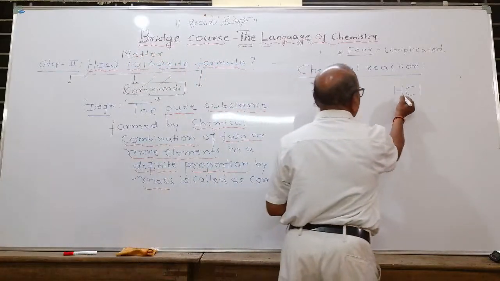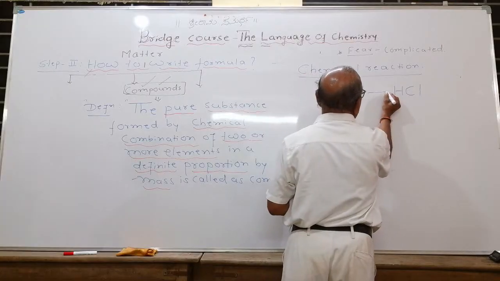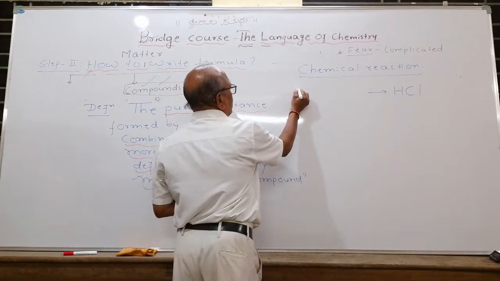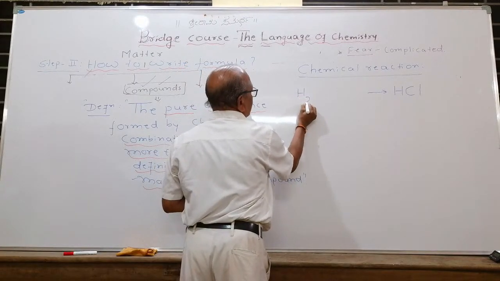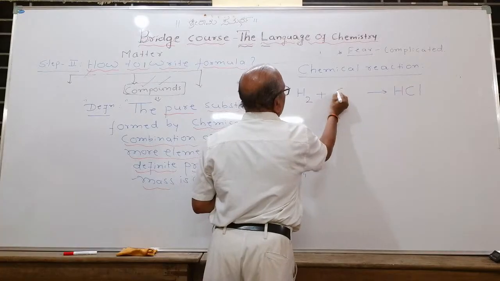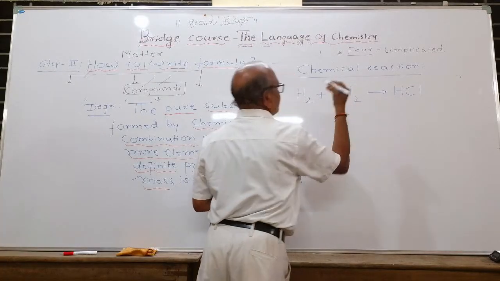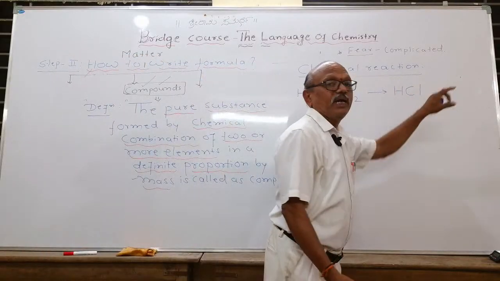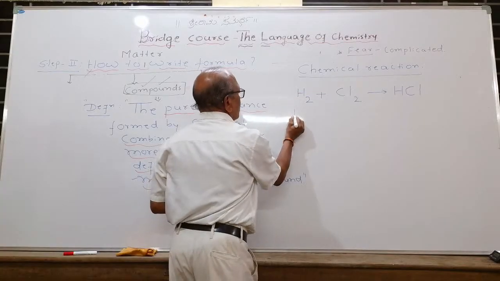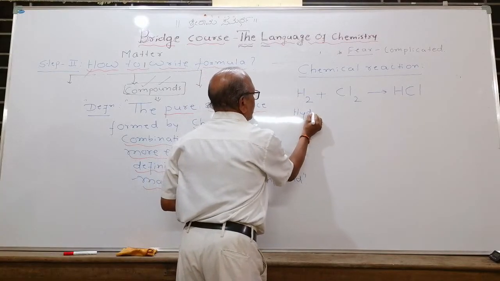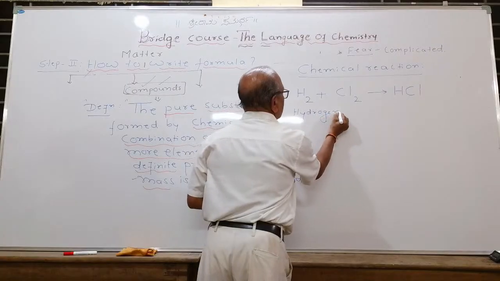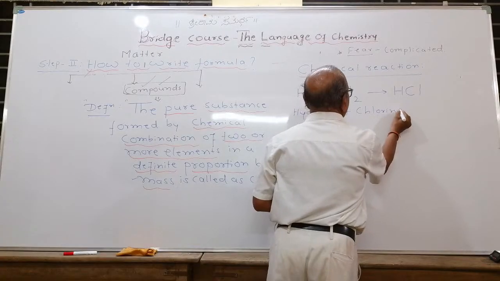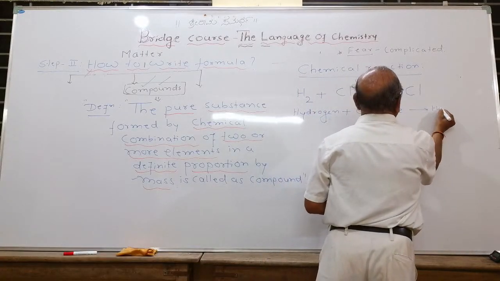To form this hydrogen chloride, two elements should combine. What are the two elements? You can guess. One element is hydrogen, because hydrogen exists as H2 only. Another element is chlorine. It exists as Cl2. Right? This hydrogen and chlorine combine forming hydrogen chloride. So this is the symbolic representation. This is hydrogen plus chlorine combine forming hydrogen chloride.